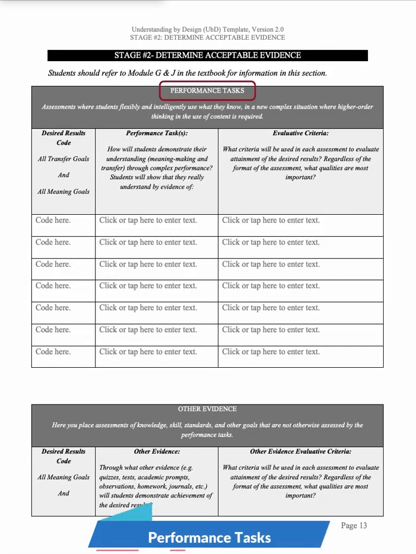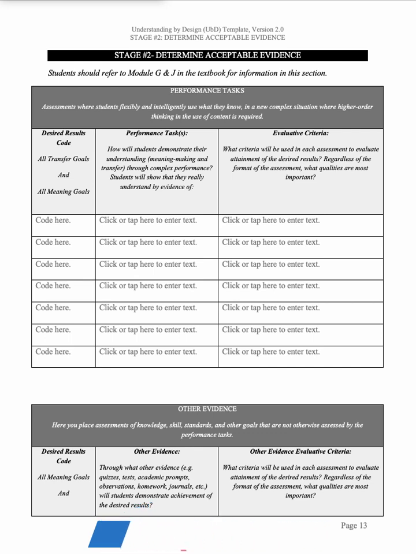These tasks should be assessments that are developed so the students can astutely show what they have learned. The task should utilize a multifaceted format to ensure students can apply the learned knowledge in real-world situations. On the far left of the performance task section, you'll enter the desired results codes for all the transfer and meaning goals from Stage 1 that will apply to each performance task, such as T1, T3, U1, etc.